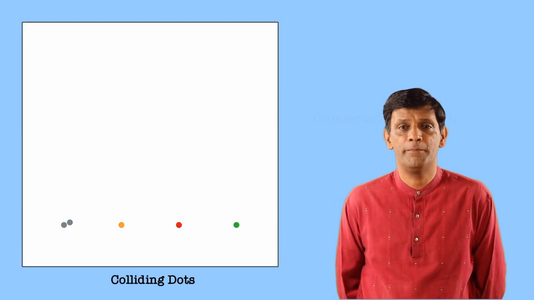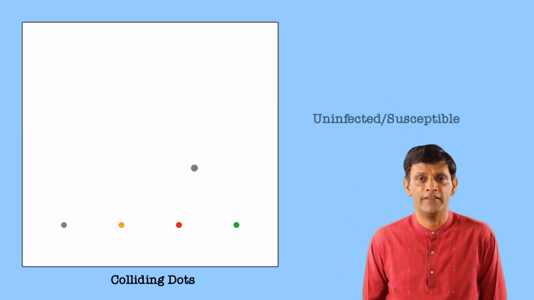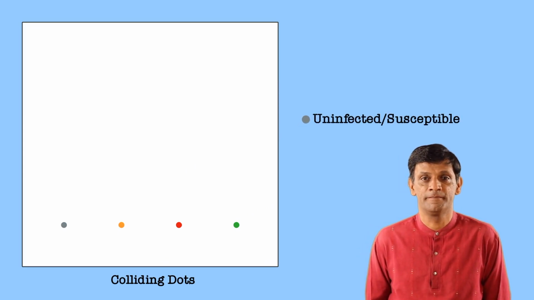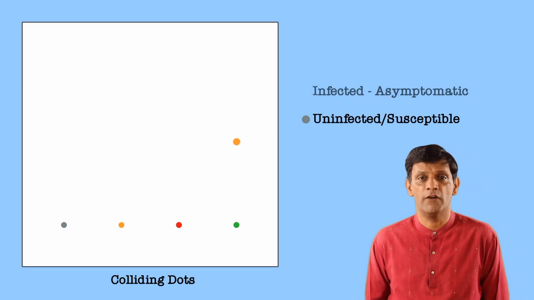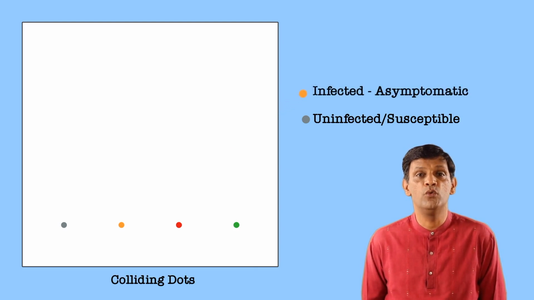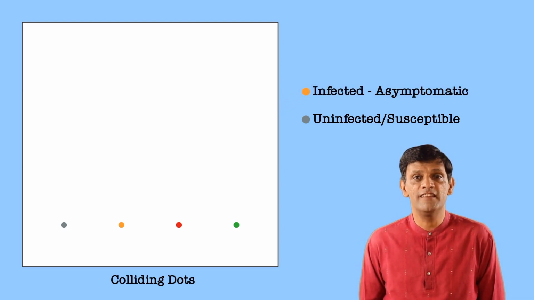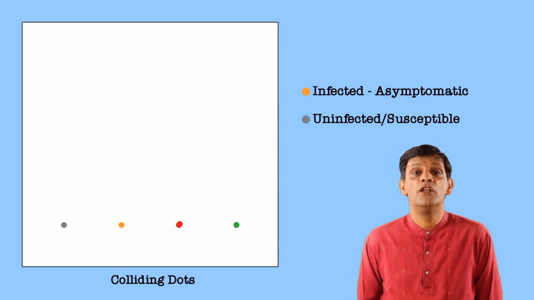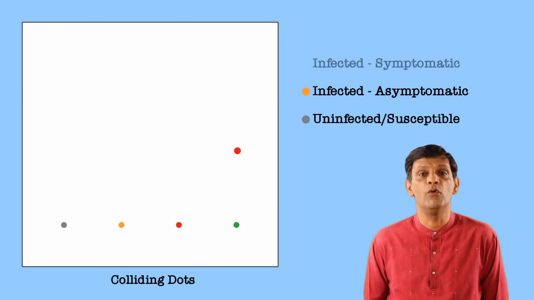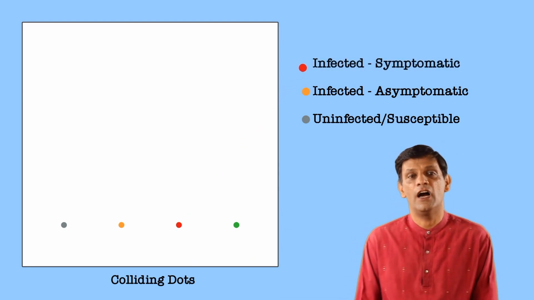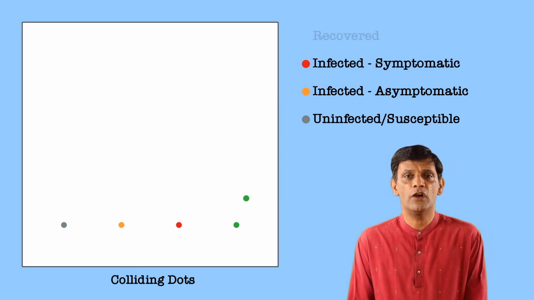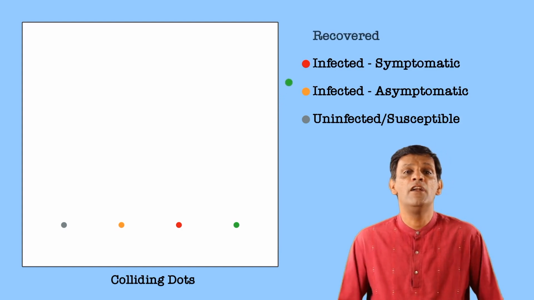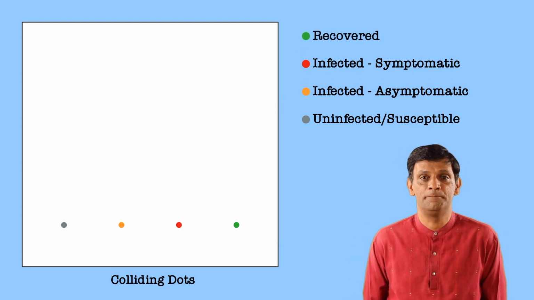The gray dots represent people who are not infected by any virus, so they are people who are susceptible to being infected. The orange dots will represent the people who are infected with the coronavirus. However, these are people who do not show any symptoms, so these are asymptomatic people. The red dots will represent the people who have been infected by the virus and are showing symptoms. Finally, the green dots represent those people who have recovered from COVID-19.